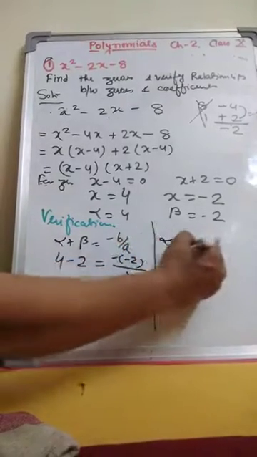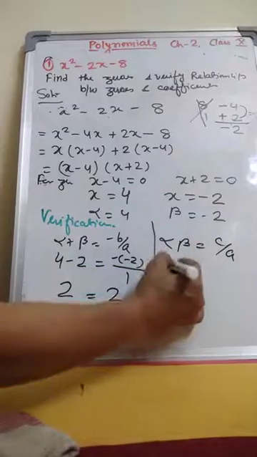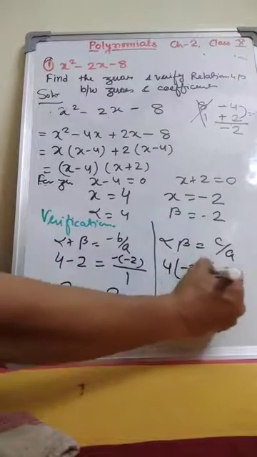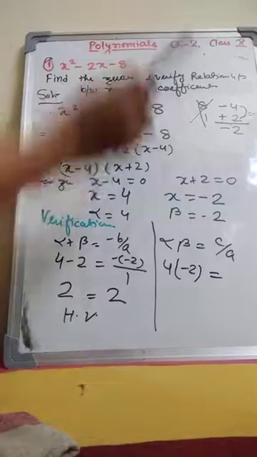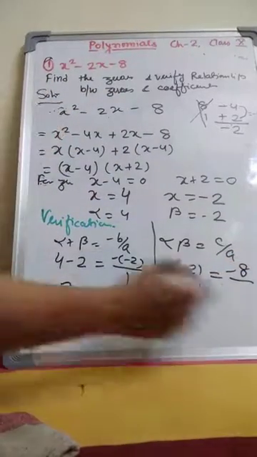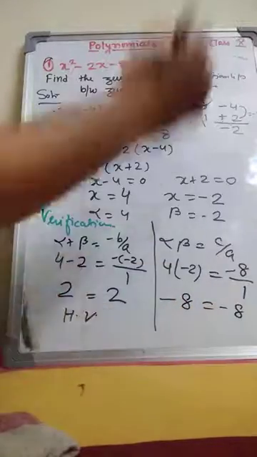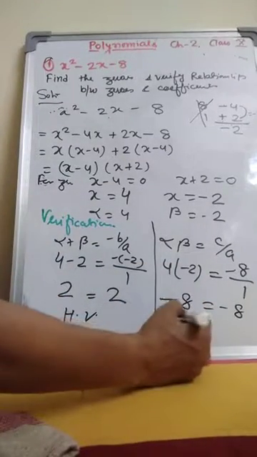The second verification can also be done. Alpha into beta is equal to c upon a. What is alpha? 4. What is beta? Minus 2. What is the constant term over here? Minus 8. What is a? It is the coefficient of x square, that is 1. So minus 8 is equal to minus 8. Hence verified.